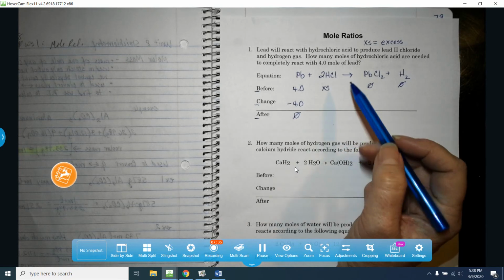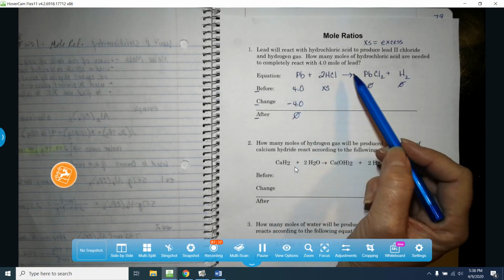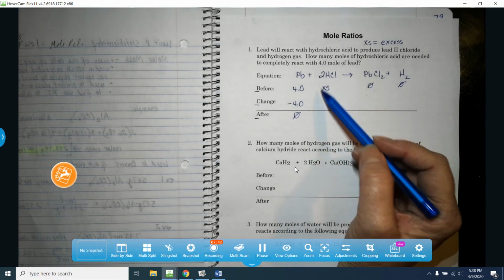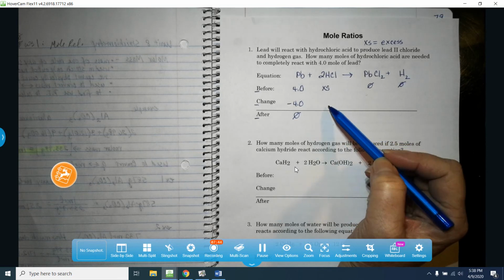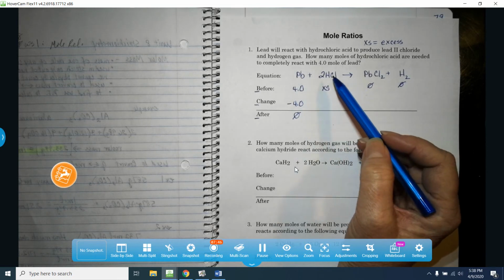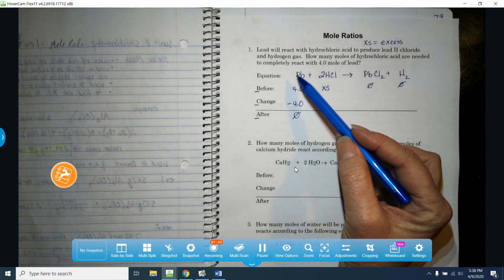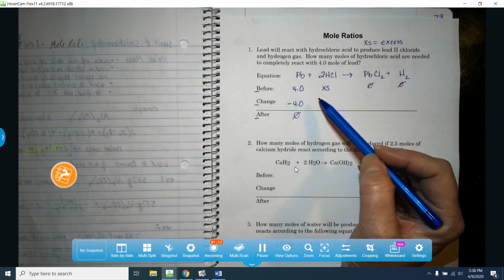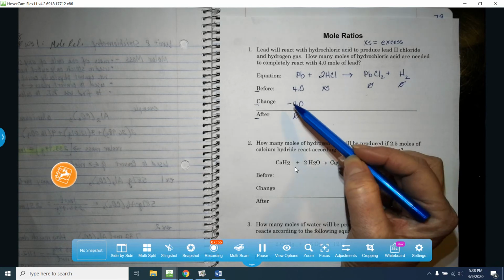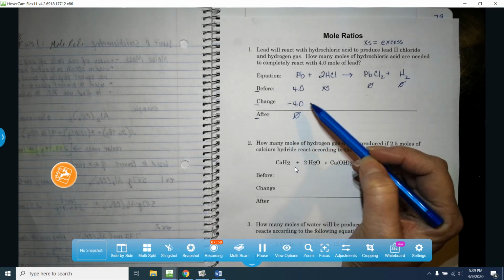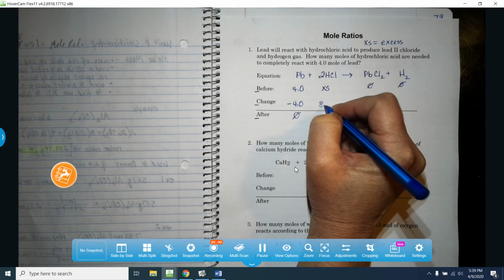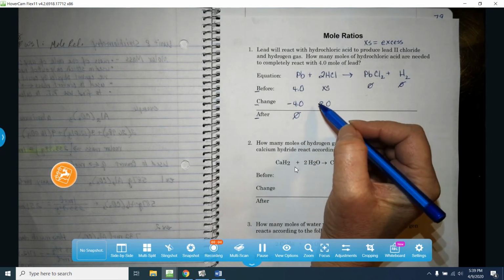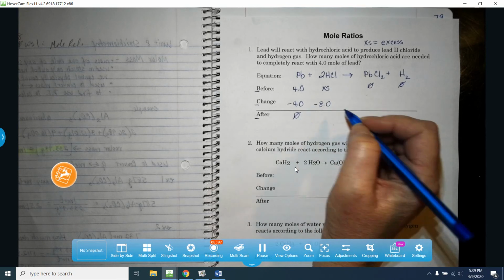Okay, so remember I said that these coefficients are going to be your guide. That's how we're going to find this answer right here. So according to the balanced equation, for every one of these, I'm going to need 2 of those, right? So a 2-to-1 ratio. This is going to be twice as much as that. So what's twice as much as 4? 8. So we're going to put an 8 there. And this is a reactant, so we're going to be using it up. Therefore, this is going to be a negative.